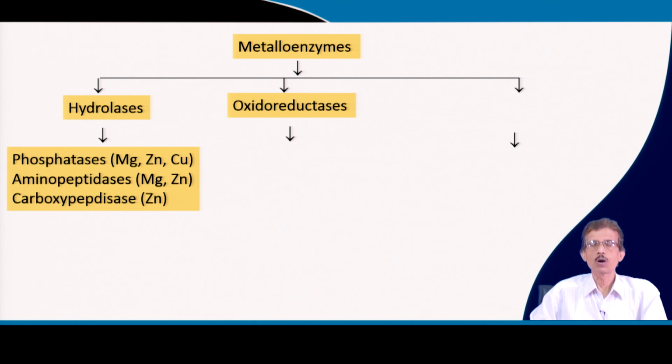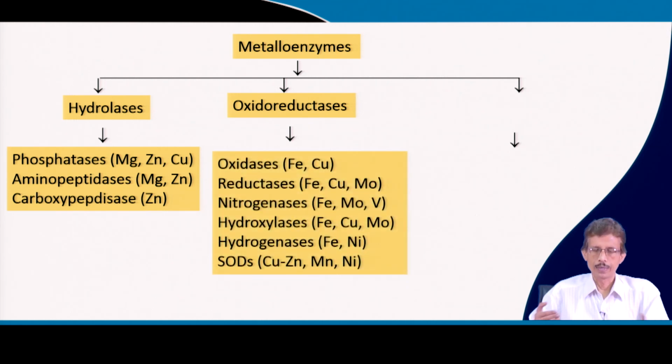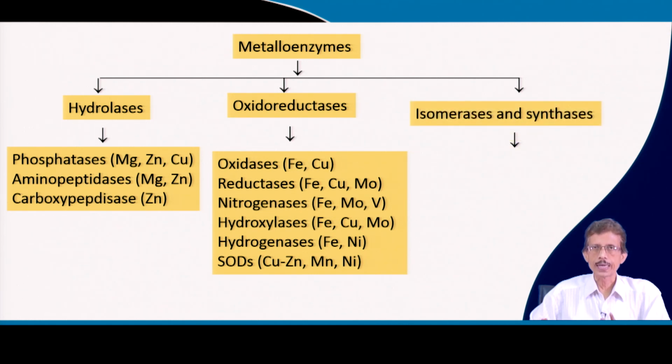Then you can have the oxidoreductases, there is a huge list. Do not worry about these, because we will come back again and again to these when we go for the exact examples. So, starting from oxidases bearing iron and copper, you can have the superoxide dismutases at the end. Then the third category has not much, only 3 types of metalloenzymes. We will be talking about all these only.